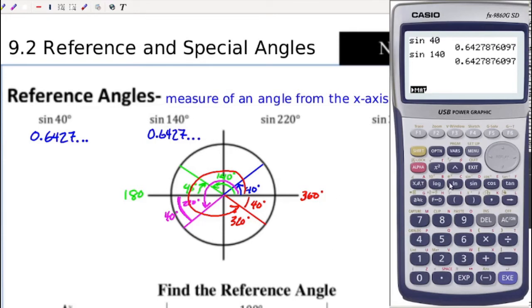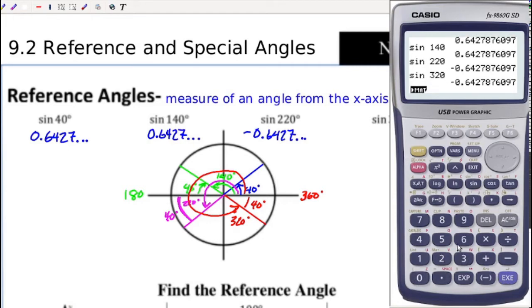Okay, and let's try sine of 220. That gives me, oh, same decimal but negative. Look at that, negative 0.6427 keeps repeating. And can you guess what the sine of 320 is? And that's our last one that's kind of hidden behind the calculator there. Sine of 320, you guessed it, negative 0.6427. Let's put our calculator away so you can actually see that.